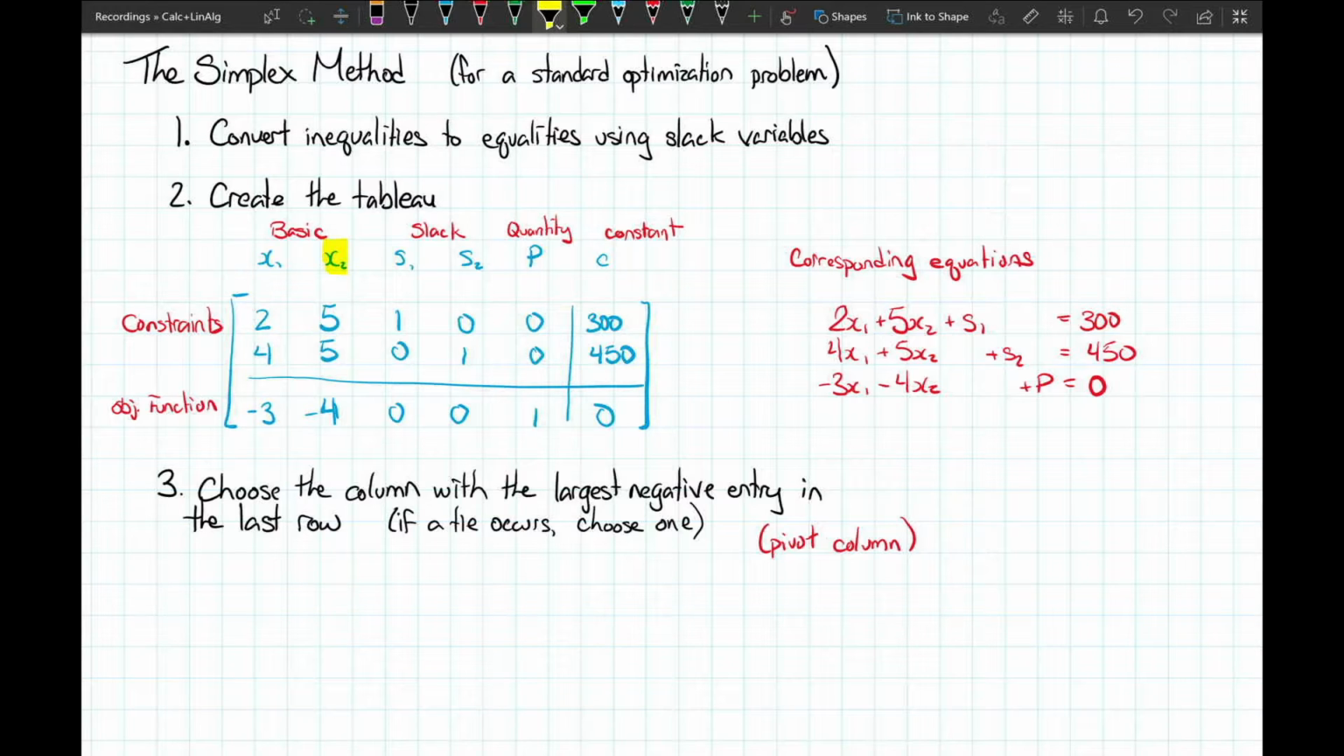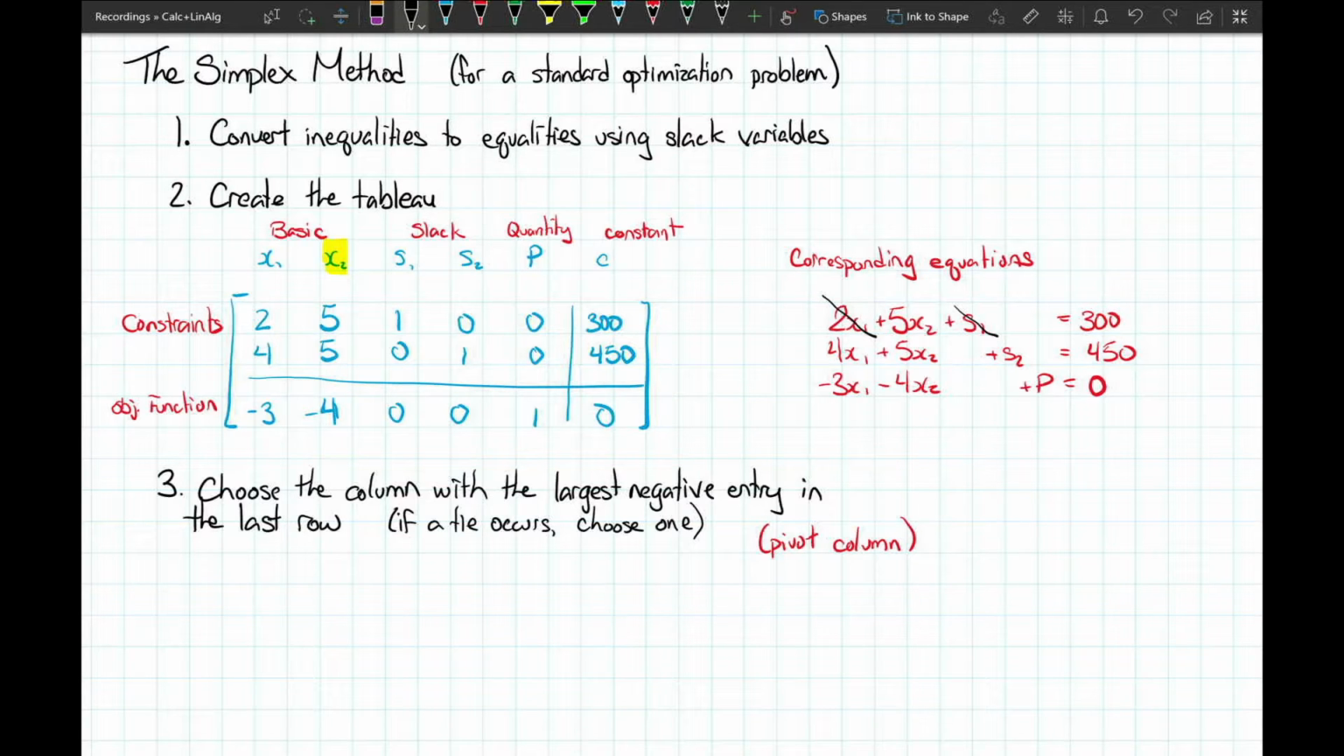Seems like to get a better solution, we should make x2 as large as possible. But how large can we make x2? Well, take a look at these equations here on the right. Using the first equation, if we wanted to make x2 as big as possible, we should let x1 be 0. We should let s1 be 0. And you can see that the number of x2 that is as great as possible would be just 300 divided by 5, which gives us 60.